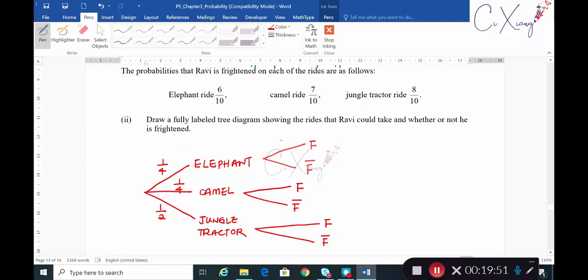Then we go to the frightened part. When he gets on the elephant ride, he gets frightened is 6/10. Therefore, you should put 6/10 here. Because of the rules that we learned before, the total for the branches is equal to 1. So if I know that this is 6 over 10, I should also know not getting frightened is 4 over 10. Simply the same for the camel ride and also the jungle tractor. This is what we have for the complete tree diagram for this question.